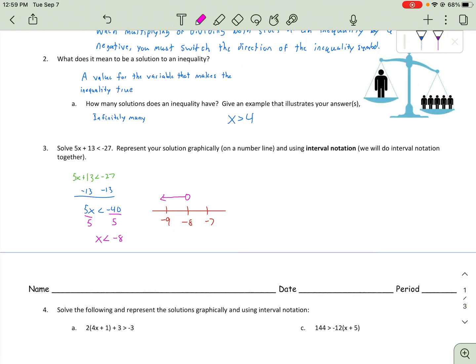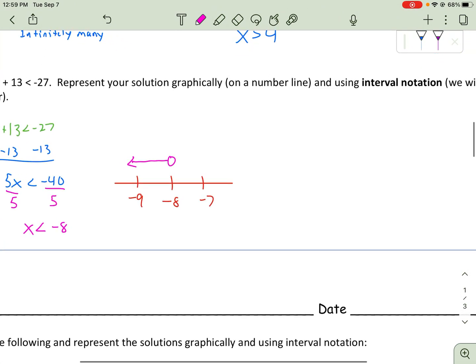In interval notation, kind of the same thing. If we're going this way forever, there is no smallest number that we can equal. So we call that negative infinity. So in interval notation, it's just where we start, which is negative infinity, and then we have to end at -8, but not equal -8. So it's like going to be everything right up to -8, which like you can get infinitely close to that.